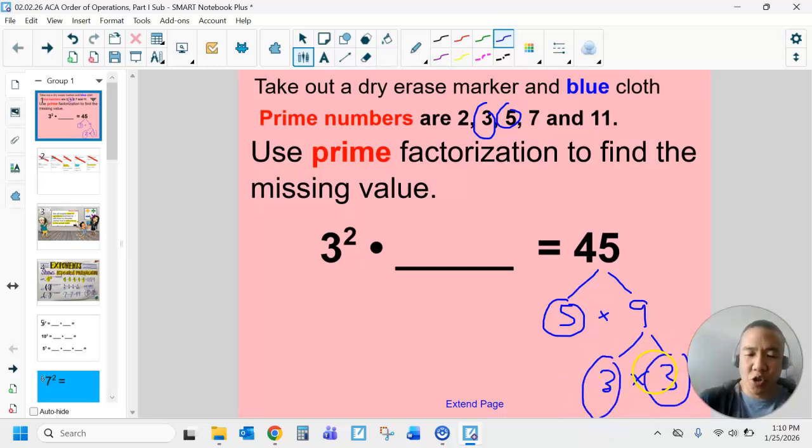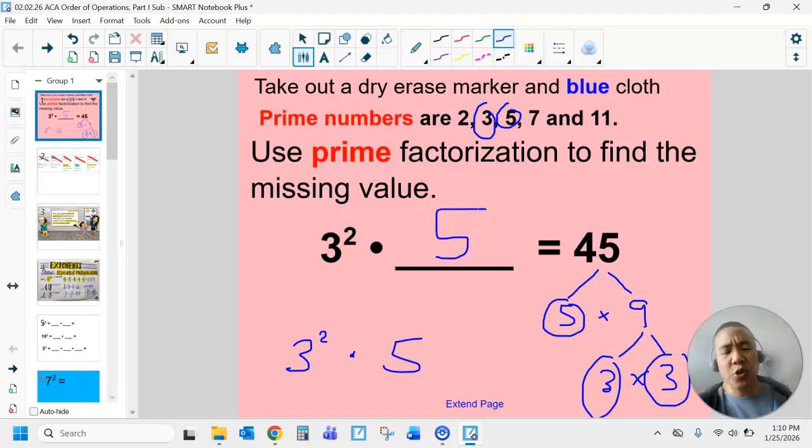How would you write this using an exponent? 3, that's the base. I see 2 of them. It repeats twice, so it's 3 to the power 2 times 5. So the missing number is 5. How many of you did it this way?